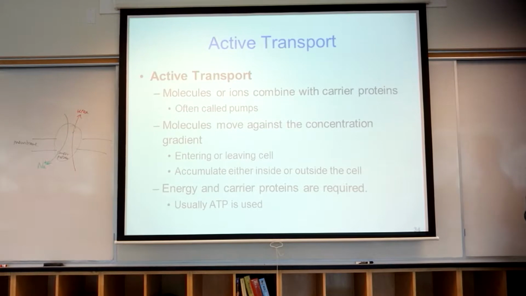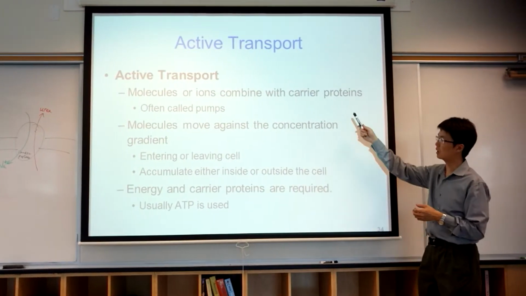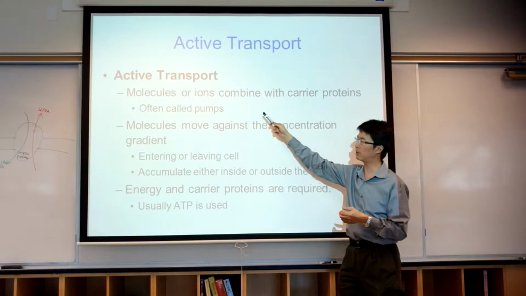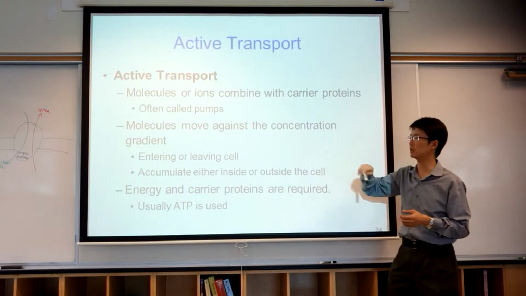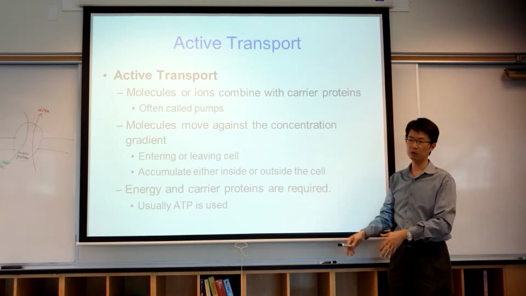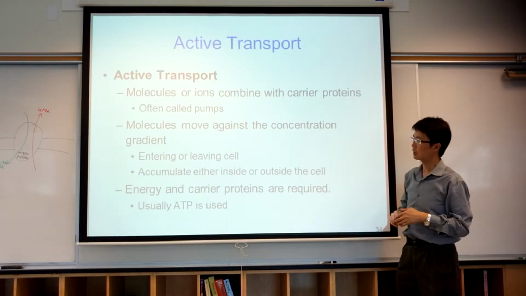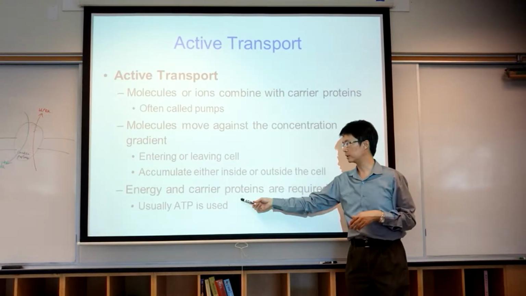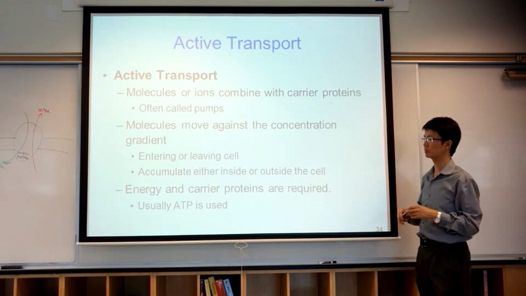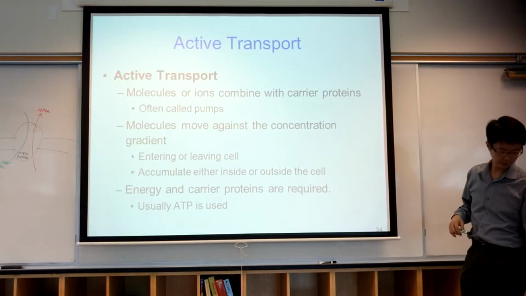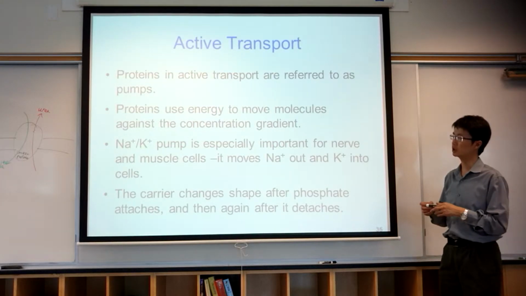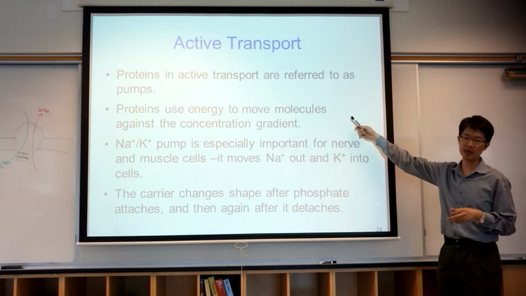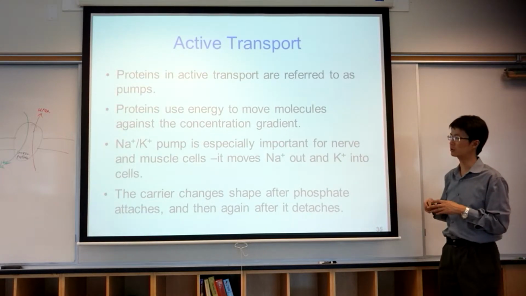Active transport. Active transport also requires carrier protein. We usually call them pumps. Active transport is against the concentration gradient, meaning that it is going from low concentration to high concentration. Therefore, it requires energy. It requires ATP. Again, the proteins in active transport are usually called pumps. They use the energy from ATP to move the molecule against the concentration gradient.